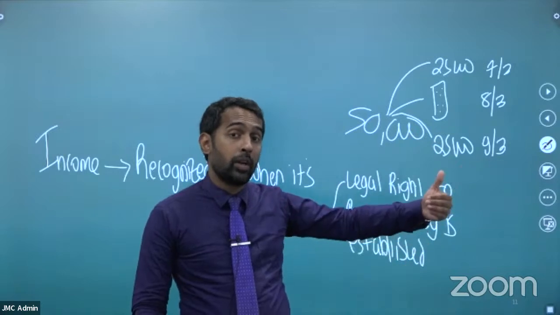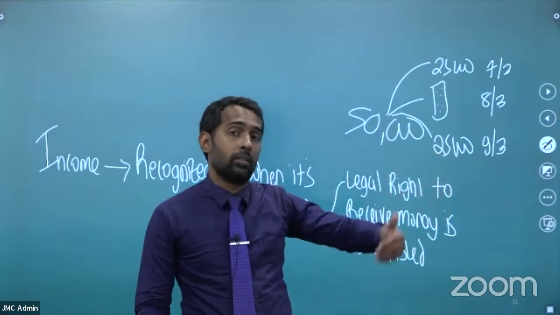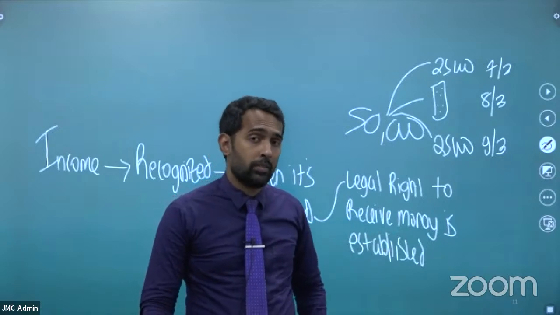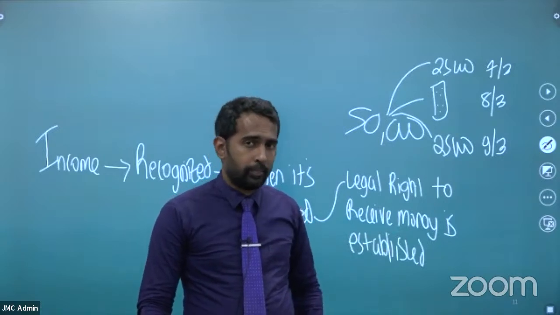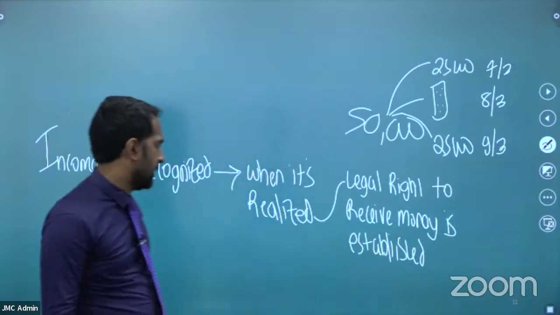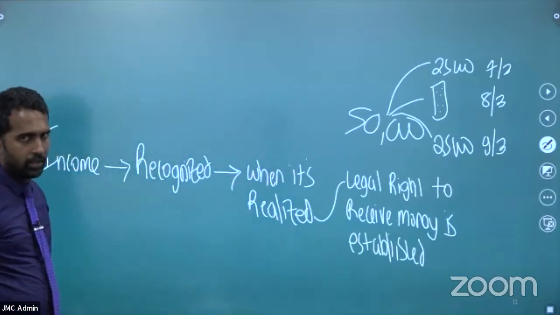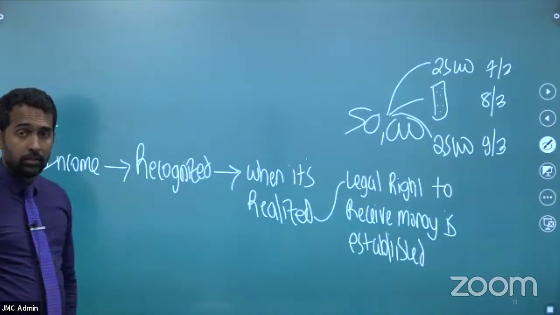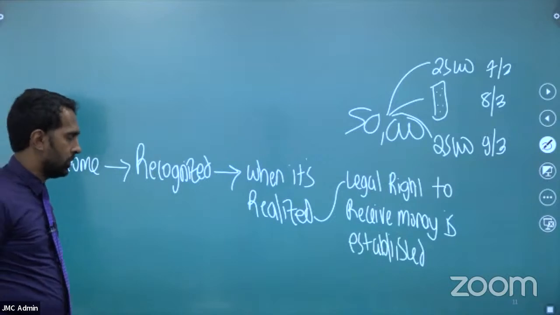50,000. You are entitled to recognize the entire 50,000, because you have realized. You have honored the promise. Right? So that is what it says in the realization concept. Then you can recognize the demand.